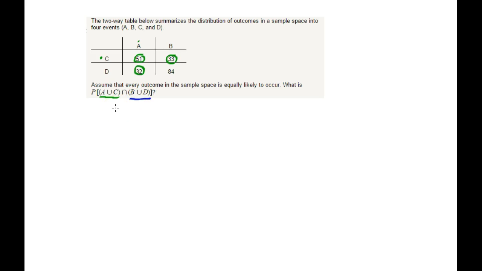So now let's look at B union D. We'll use blue here. B union D would be B and B, and then this is also D, and then this is also D. Alright, so we figured out B union D. Those three parts.